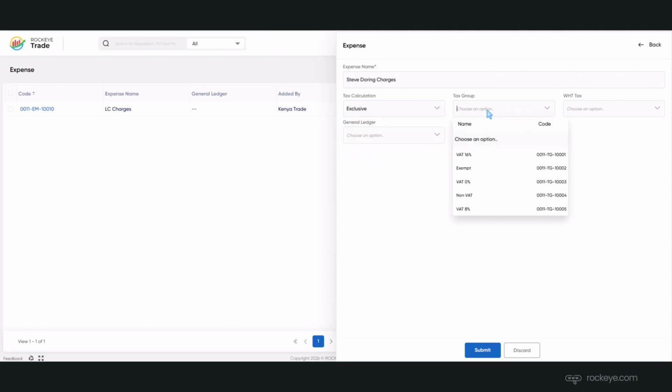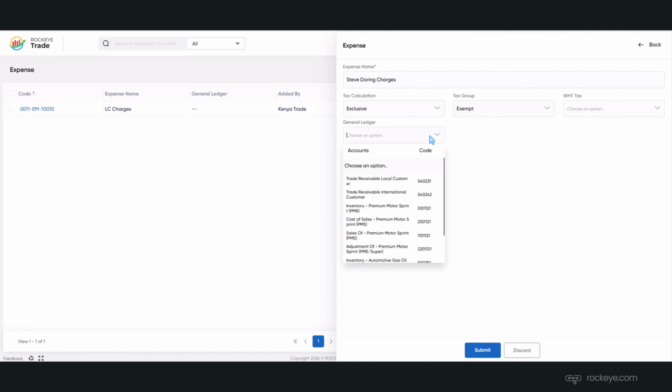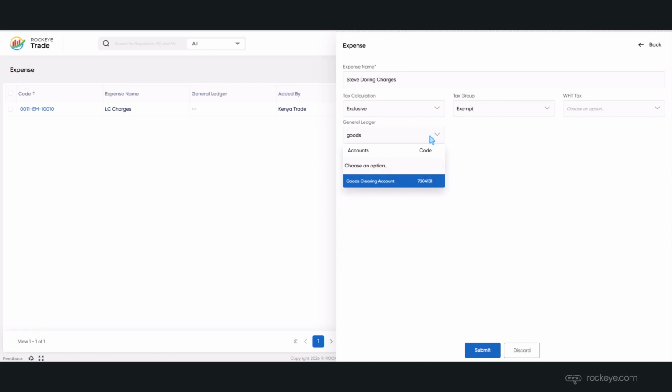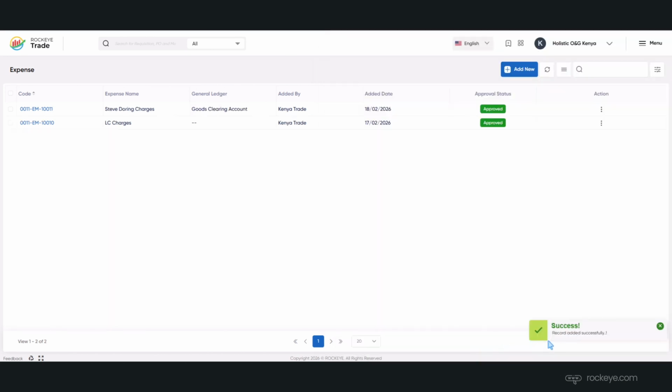Tax Group and WHT Tax applies the relevant regional tax rate to ensure accurate fiscal compliance. General Ledger maps the expense to the correct chart of accounts for automated financial balancing. Submitting the record validates the data and updates the master list for immediate procurement use. This centralized configuration ensures all operational spending is categorized, taxed, and accounted for accurately.